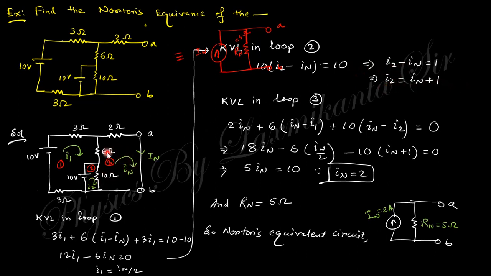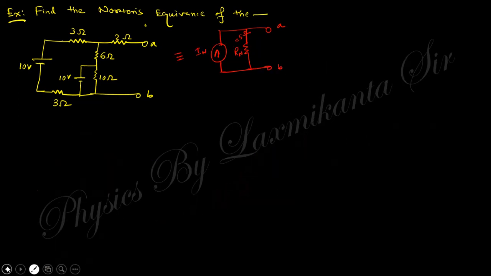Now coming to loop 3. Here you can see 6 IN minus I1 2 IN, and in this 10 into IN minus I2 equal to 0. Put this value of I1 as IN by 2 and I2 equal to IN plus 1, and then simplify. You will get IN equals 2. So you will get the equivalent circuit like that. Norton current is 2 ampere and the Norton resistance is 5 ohm.